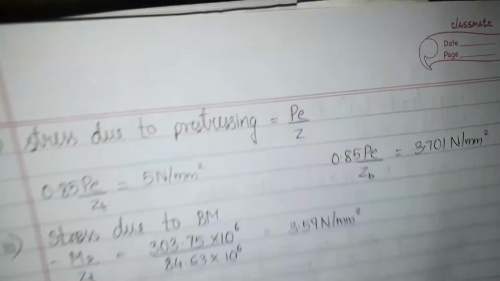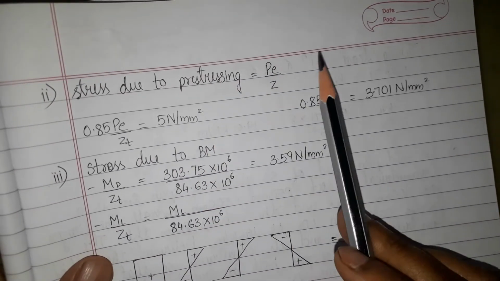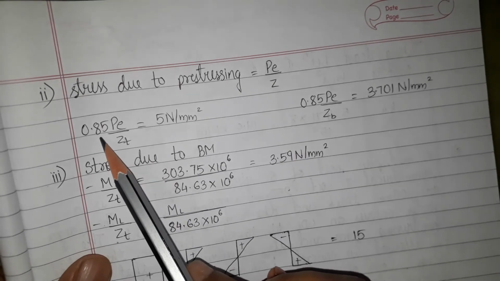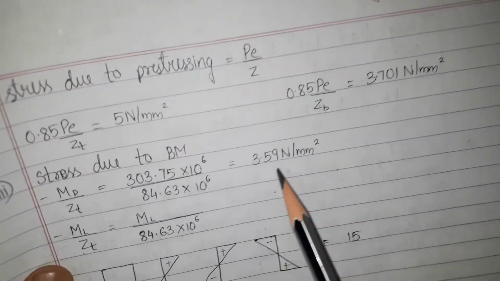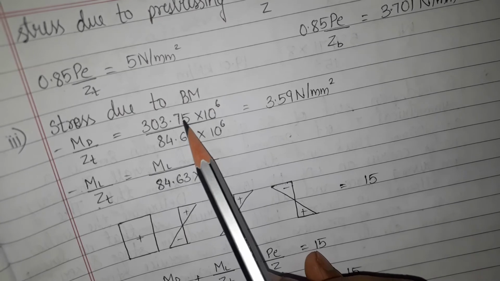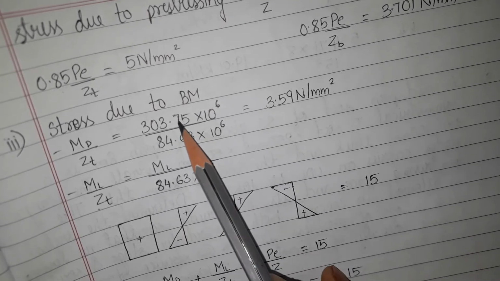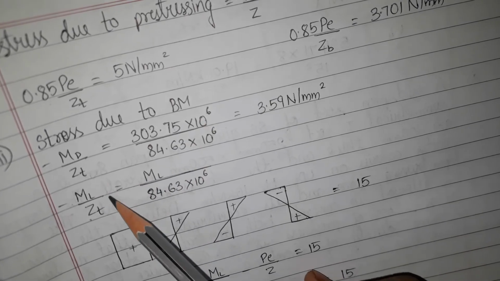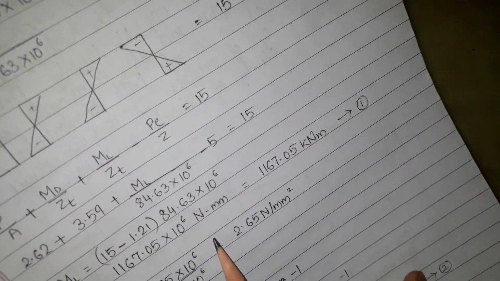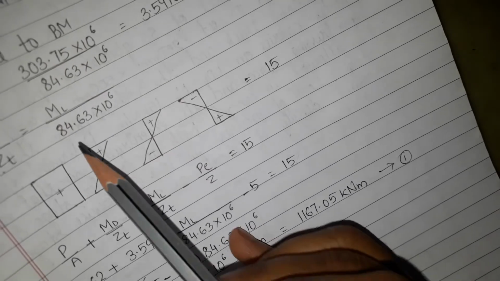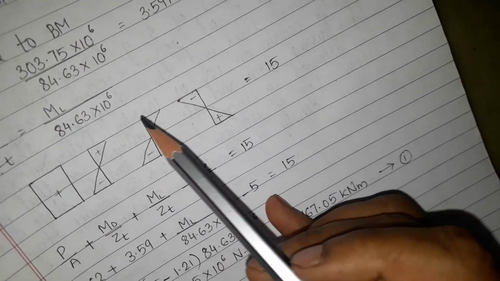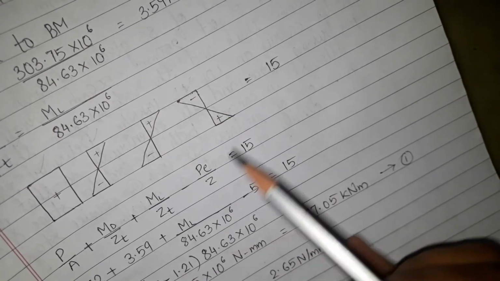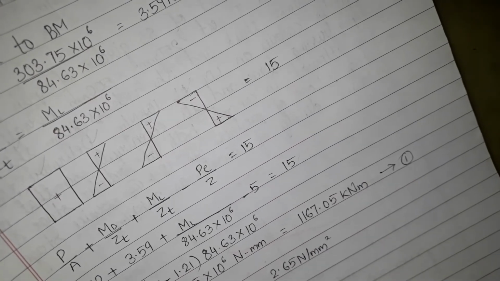After that, again the stress due to prestress, P by ZT and ZP. So again you have to multiply 0.85 as I told you. Then the stress due to bending moment, MD by ZT, ML by ZT, because it is with respect to top fiber. Then all these things, you can see here: this is due to direct stress, this is due to MD, this is due to ML, and this is due to prestress. That should be equal to 15.